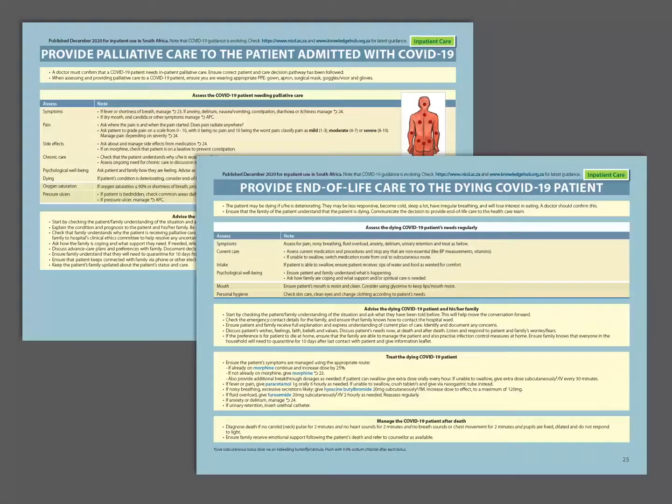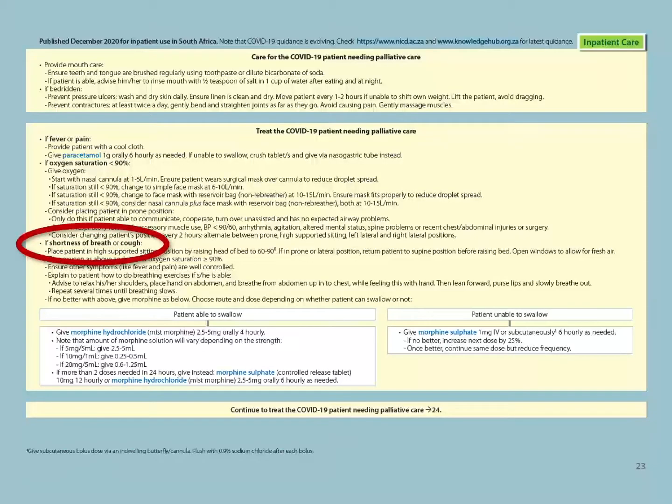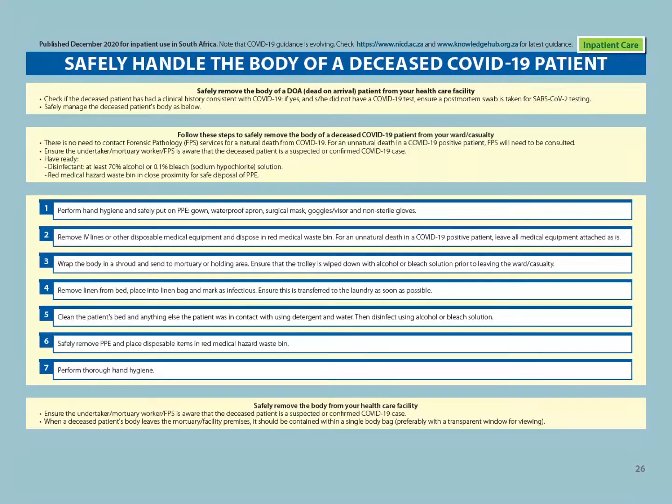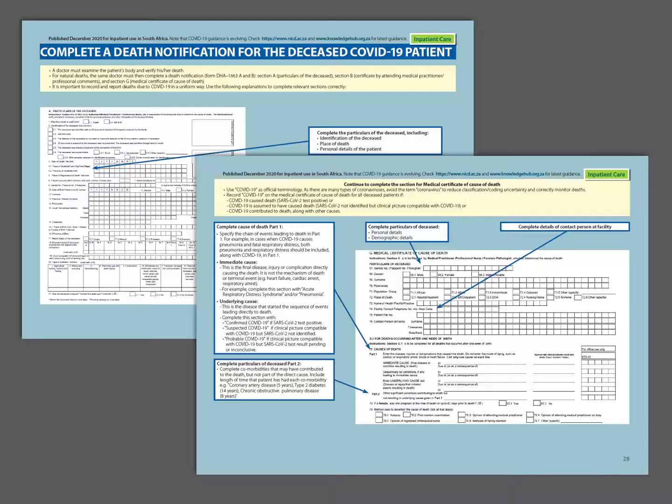In addition to curative and supportive care, patients with COVID-19 may also require palliative care. Pages 22 to 25 provide more detail on both palliative and end-of-life care, with a focus on management of breathing difficulty, pain, anxiety, and other common symptoms presenting in these patients. Should a patient succumb to COVID-19, there is guidance provided on how to safely handle the patient's body and how to correctly complete a death notification form.